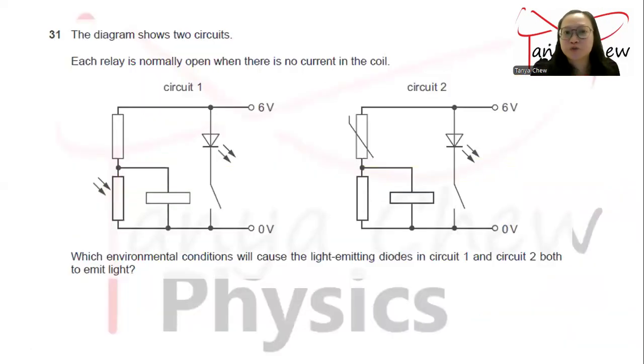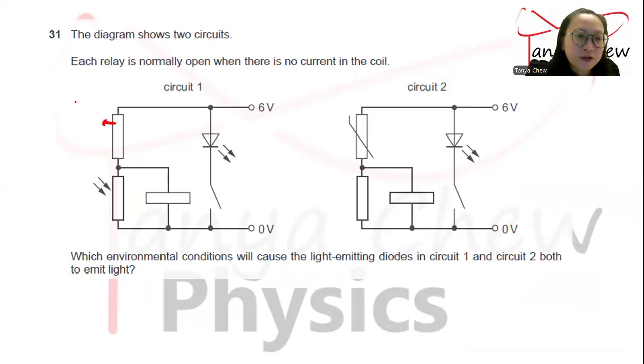The diagram shows two circuits. Each relay is normally open when there is no current in the coil. You might wonder, where's the coil? But let me explain all these circuit symbols one by one. Then only I will explain what is the coil. How about that? All right, so this is the first one.